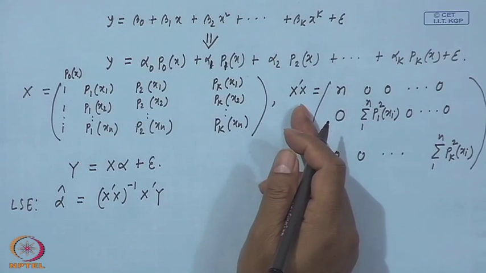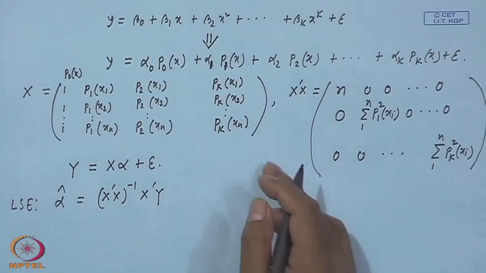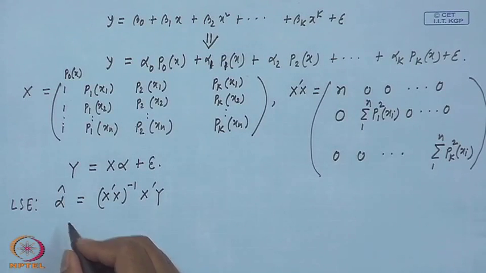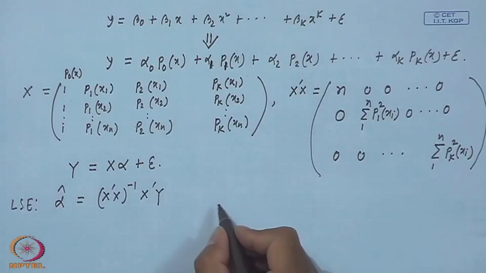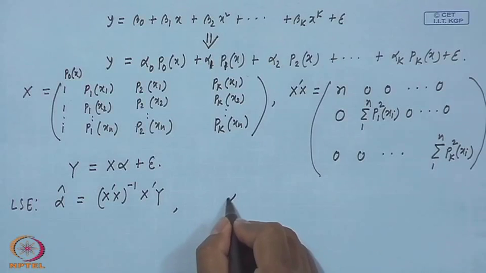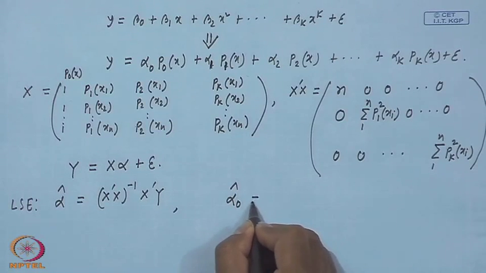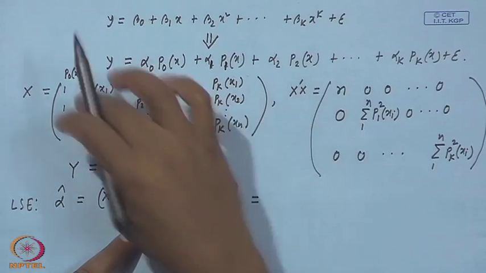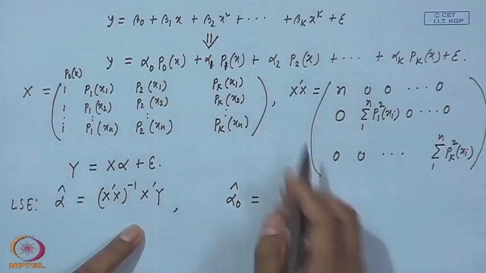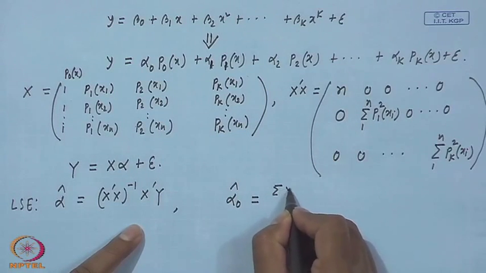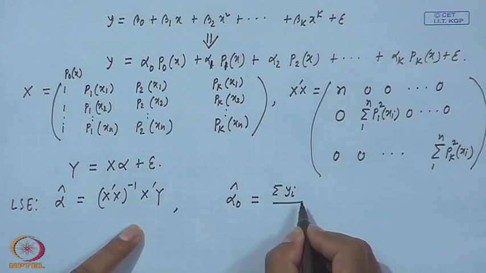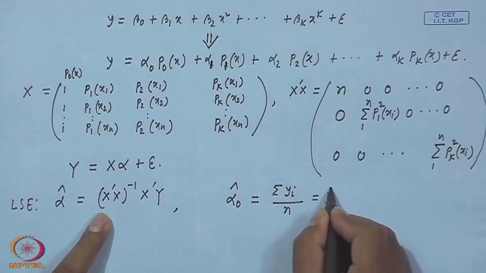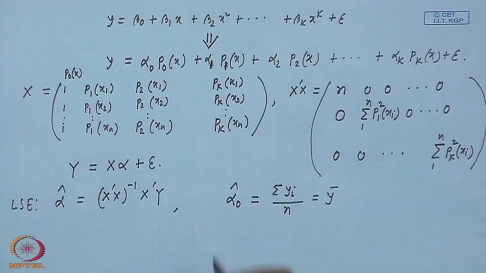You know X prime X, and of course Y, where Y is nothing but Y 1, Y 2, up to Y n. So, you can compute alpha hat. Let me write down, what is alpha naught hat? First you compute X prime Y, that is summation Y, into X prime X inverse, that means 1 by n. So, that is nothing but Y bar.